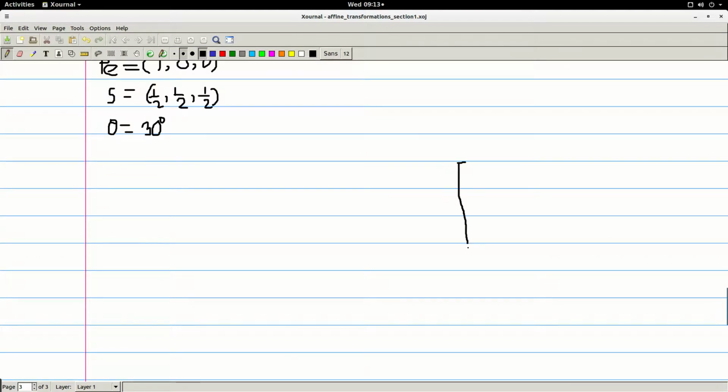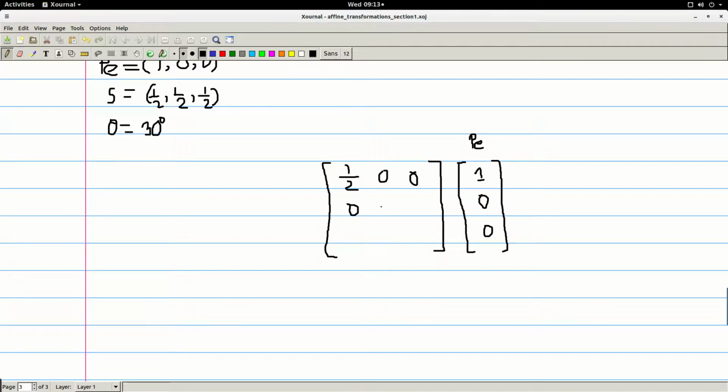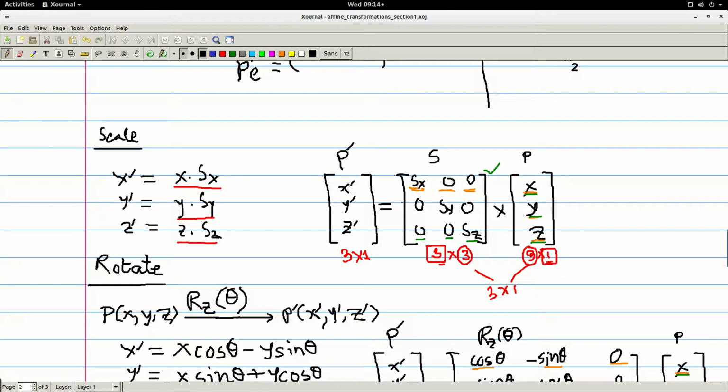So if you're going to set up the matrices, what we have over here is 1, 0, 0 as the point on the earth, and then we need a scaling matrix, which is half, 0, 0, 0, half, 0, and 0, 0, half. How do I write this? Because that's what it is, right? Sx 0, 0, 0, Sy 0, and 0, 0, Sz.